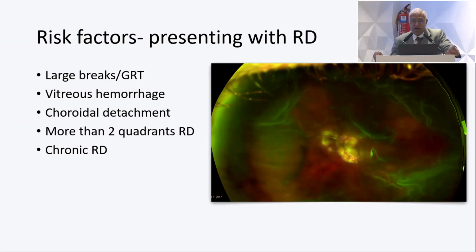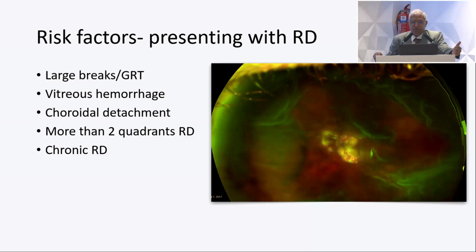So the larger the break, the more access the RPE cells have to the vitreous cavity. The more cells liberated, the more easily they can cross the threshold required for the PVR process. Presence of vitreous hemorrhage with retinal detachment again increases the risk, because more blood in the vitreous cavity means more access of the blood-related factors, the cytokines, into the vitreous cavity.